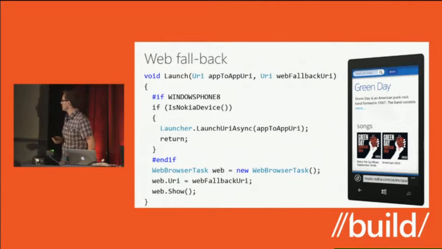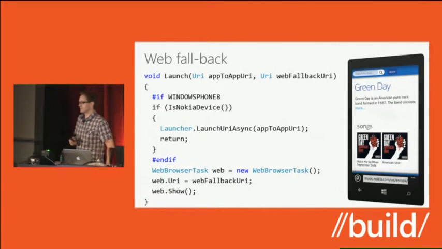The other reason we wanted to add these launcher tasks is to provide web fallback. So Nokia Music is exclusive to Lumia phones, and the app-to-app protocol stuff is not available on Windows Phone 7. But what we wanted to do was enable a web fallback. So in those scenarios, and also on the emulator as well, we've got a special build, and we've got the XAP file for our app, so we can deploy it on there and show you it on the emulator. But typically, it's not going to be on the emulator.